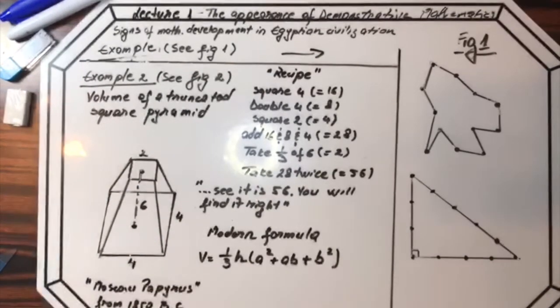This is the first lecture and we shall be talking about the appearance of early mathematical discoveries. So the first math developments that we shall mention are the ones of Egyptian civilization.